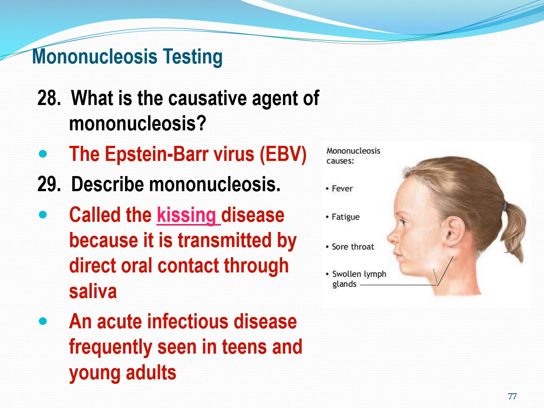So now let's talk about mononucleosis testing. So what is the causative agent of mononucleosis? It's EBV, or Epstein-Barr virus, right? It's called the kissing disease because it's transmitted by direct oral contact through saliva. It's an acute infectious disease frequently seen in teens and young adults. Mononucleosis can cause a fever, fatigue, sore throat, and swollen lymph glands.